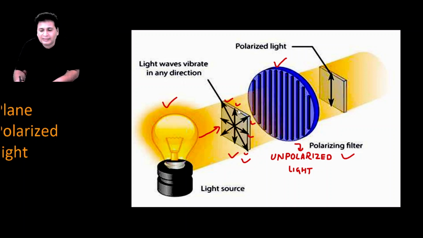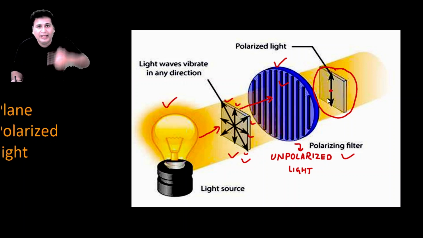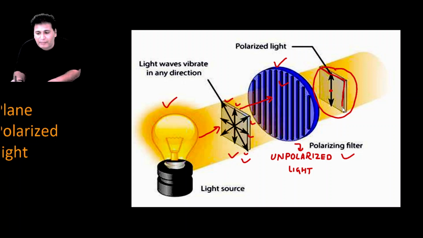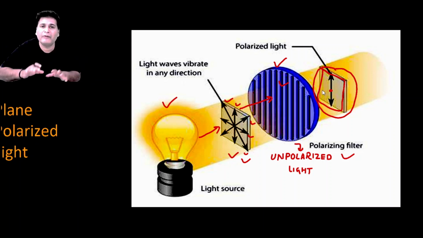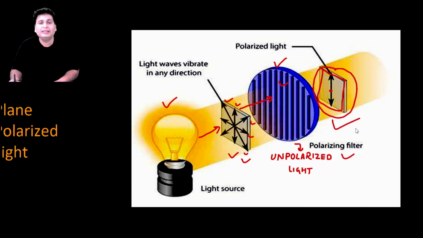So as you can understand, once this unpolarized light passes through this polarizer, you can now see the plane polarized light coming out of it, and here the oscillation of the electric field is happening on just a single plane. You can see this plane also, and in all the rest of the directions the electric field vectors have been absorbed by this polarizer. This is called plane polarized light.